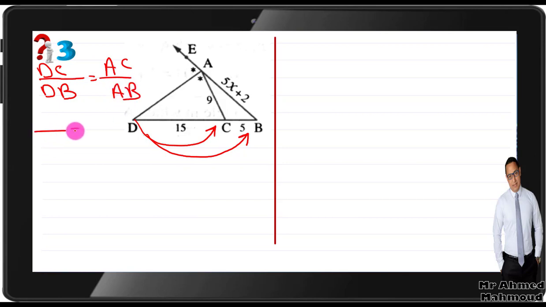Substitution. DC equals 15, DB equals 20, AC equals 9, AB equals 5x plus 2. So 5x plus 2 equals 9 times 20 over 15, which equals 12.